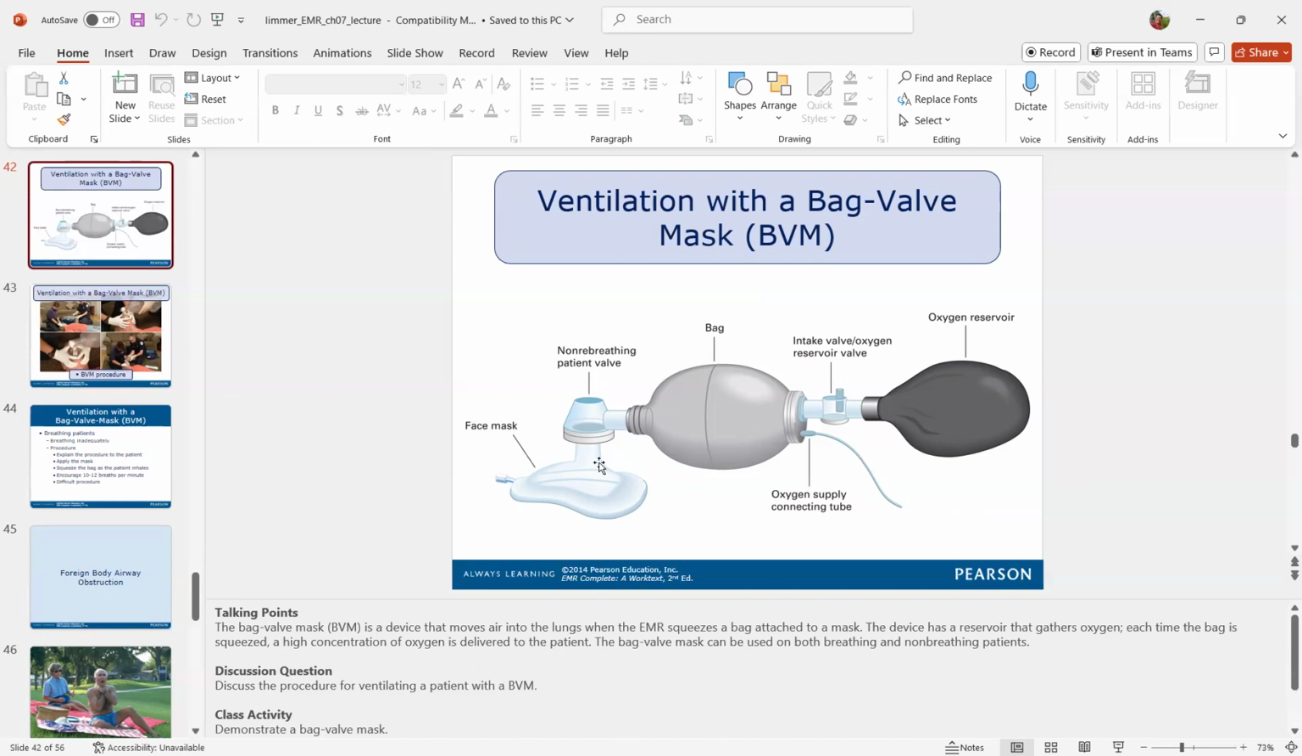So we have our face mask. There's a patient valve. This is the bag that we're going to squeeze. This is a reservoir, and then we have our oxygen reservoir, and then we have a connection right here that will go into an oxygen tank.